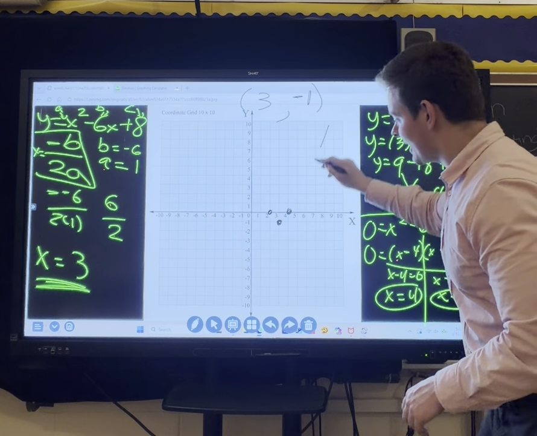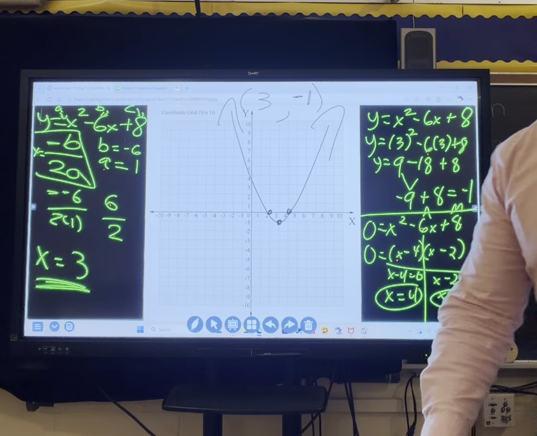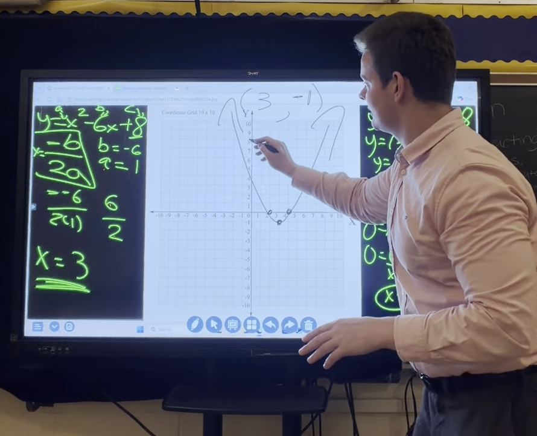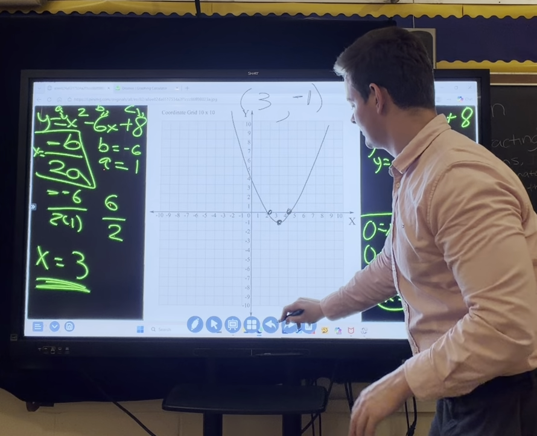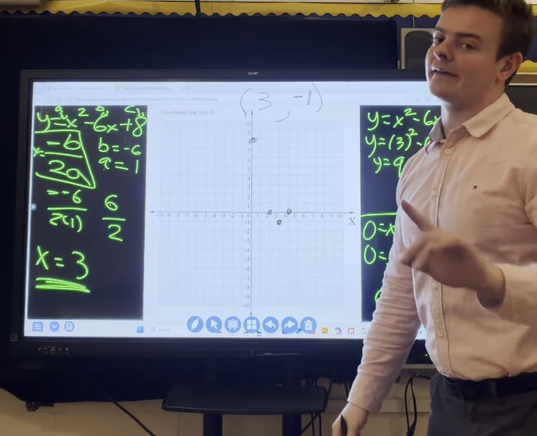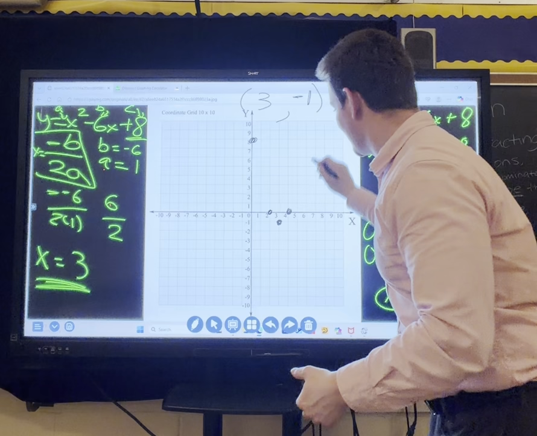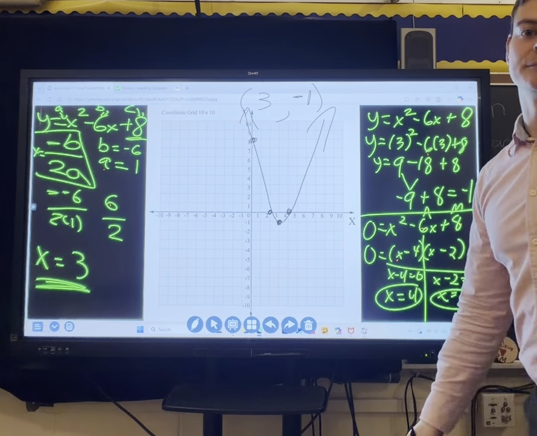So I know my parabola looks something like that. To be the most accurate, that's my y-intercept. It should have looked a little bit more. Sorry. This is my y-intercept. I know it's my y-intercept because there's always a number at the end. The number at the end is my y-intercept. And now to be the most accurate, it looks something like that.